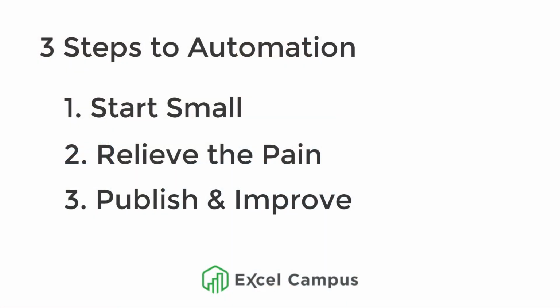So there are the 3 steps to automating any project in Excel. First of all, start small. Second, relieve the pain. And third, publish and improve. And before you know it, you'll have tasks and projects fully automated, and you'll be well on your way to finding new opportunities, bigger projects, and more fun stuff to work on at your job.